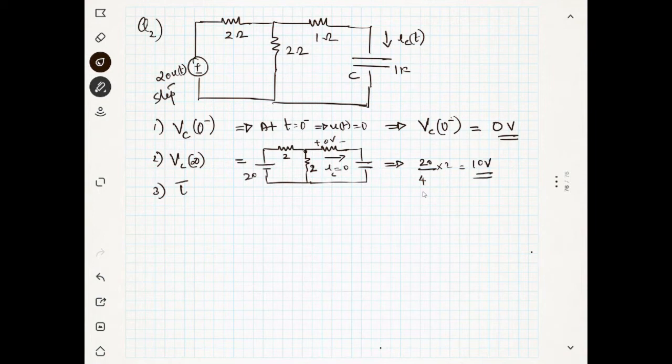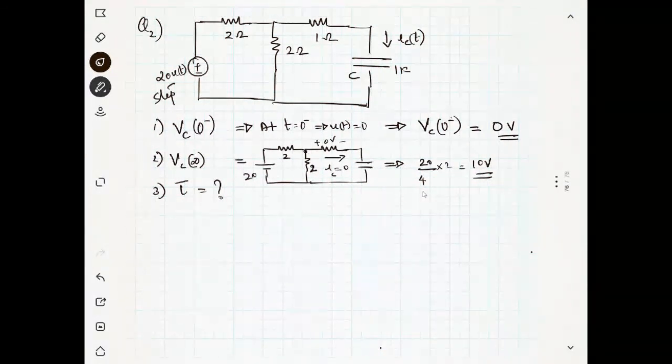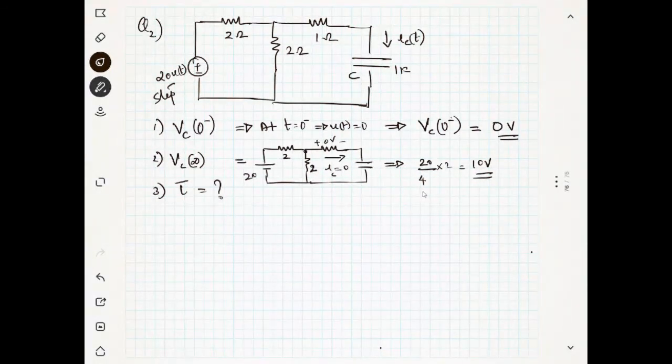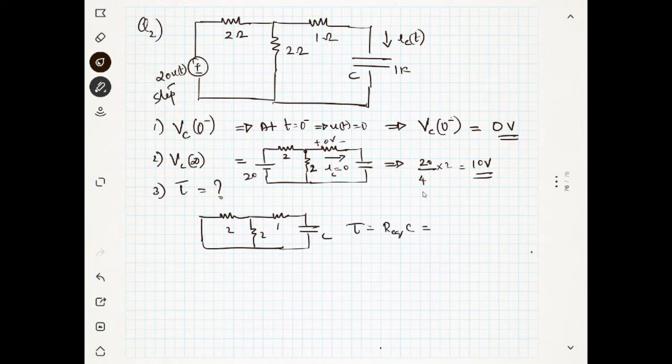Now what is the time constant? For finding the time constant, you have to short circuit the voltage source. This is 2, this is 2, this is 1, and then C. So what will the time constant be? R equivalent into C. What is R equivalent? It is very easy: the two 2 ohm resistors in parallel and then 2. So it will be 2 into 1, which is 2 seconds. That's the time constant, 2 seconds.